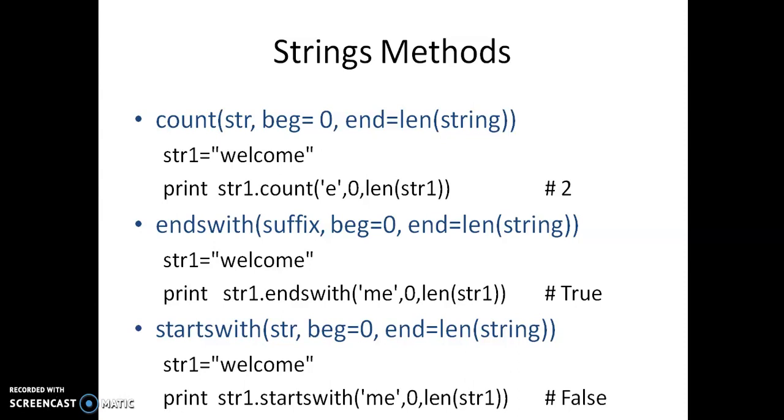Here the example is str1 is welcome, and str1.startswith of me, that is here I want to check whether my string starts with me or not. 0 is the starting index, length of str1 is the ending index, that is the last index. Here it gives the value false because welcome does not start with me, it starts with double e. So it gives false. Okay, the continuation of the string.